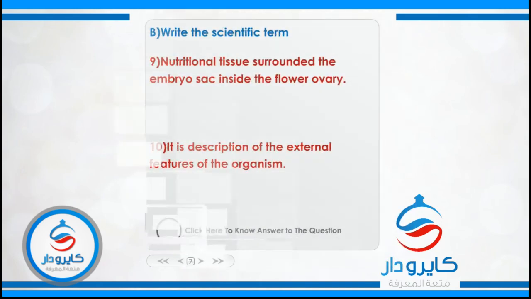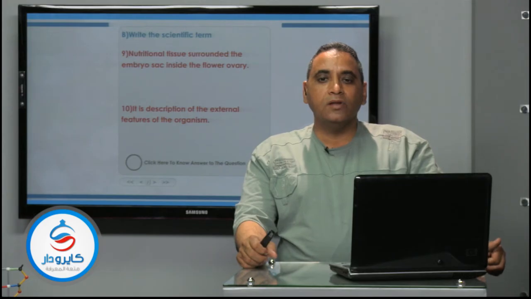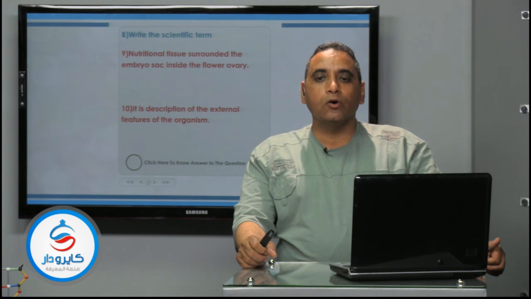The next question. Write the scientific term. Nutritional tissue surrounding the embryo sac inside the flower ovary.